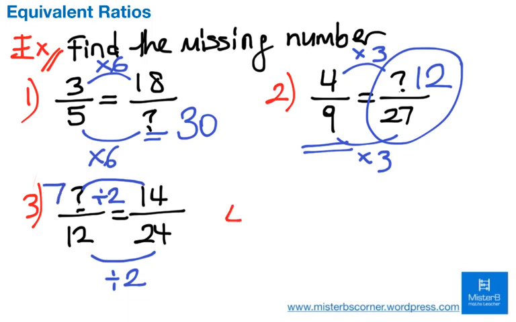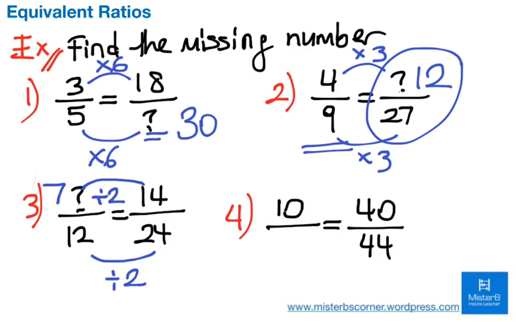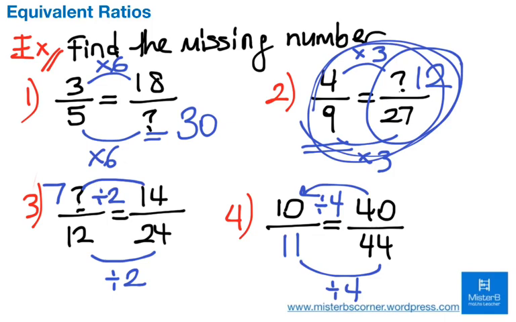Or, in this one, let's see one last example. If I have, say, something like that, then again I'll go back saying that this is division by 4. 40 divided by 4 is 10, so I have to divide 44 by 4, ending up with 11. So this is how you find the missing number in an equivalent fraction equation, right? And this helps a lot while solving problems regarding ratios.